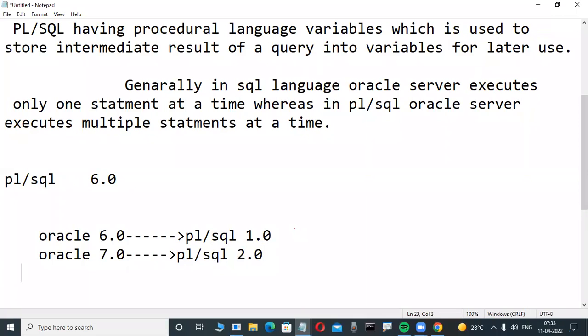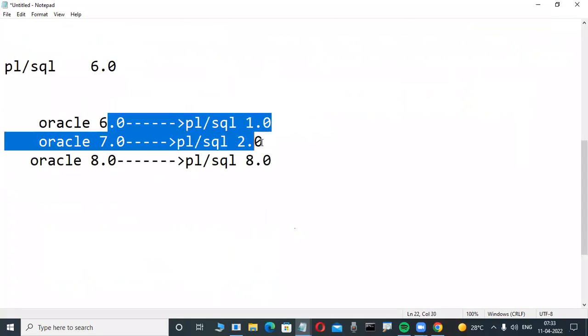But unfortunately, the Oracle versions and PL/SQL versions were confusing for many people in the olden days. That's why they requested a change to the version numbering. So from Oracle 8.0 onwards, Oracle Corporation gives the same version number for PL/SQL, 8.0. There is no 3.0. That's why only two versions were different in the olden days.